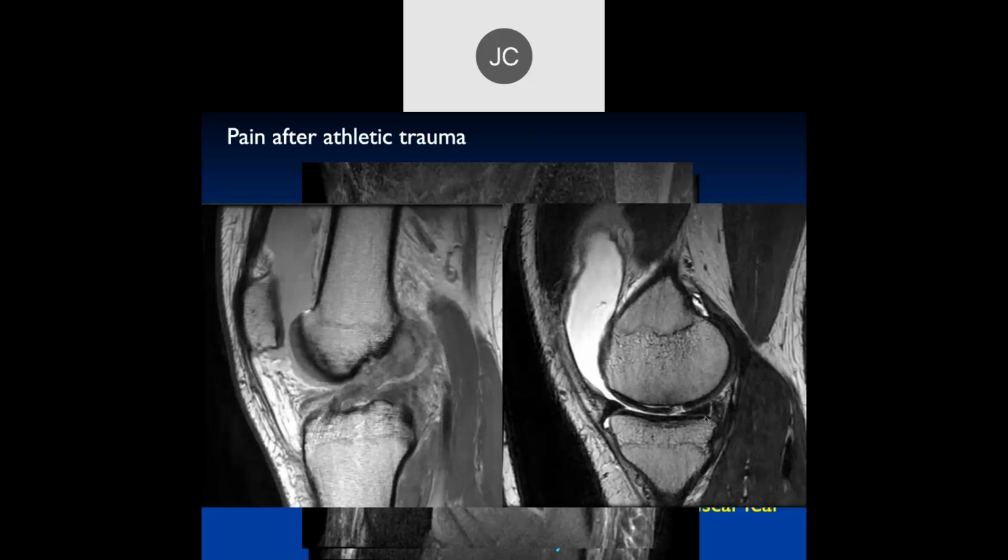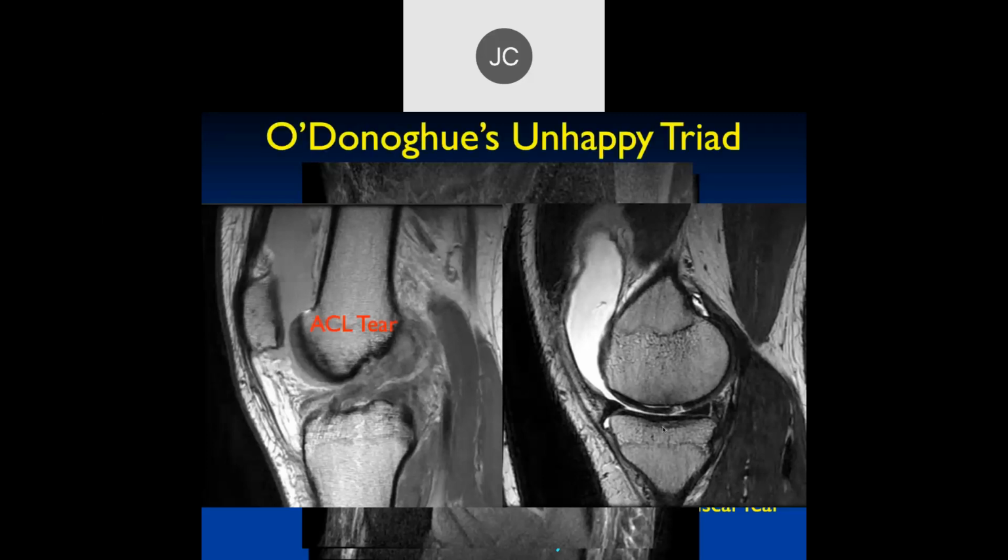In this particular case, we also see that we have a delaminated tear of the articular cartilage of the medial femoral condyle. So in this particular case, this is one of the few cases I've seen over time where we've actually seen the medial collateral ligament tear, ACL tear, and medial meniscal tear, which is O'Donoghue's unhappy triad that Dr. Yagudas talked to us about last time.